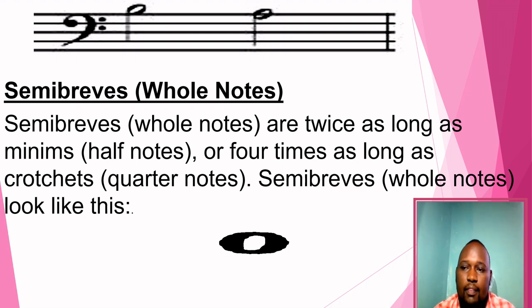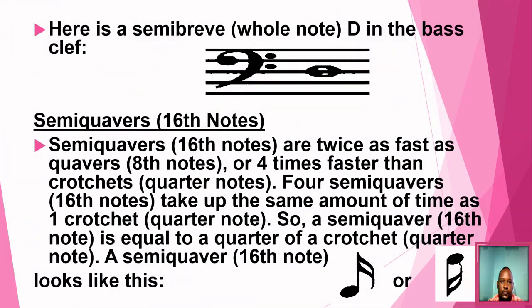Then we go to denoting the semi-breve on a staff. Here is a semi-breve or whole note D in the bass clef. You can see it there. Remember to name the lines and spaces as we learned in the previous lessons. So this is note D. So that you can go to E, F, the landmark of the F clef.